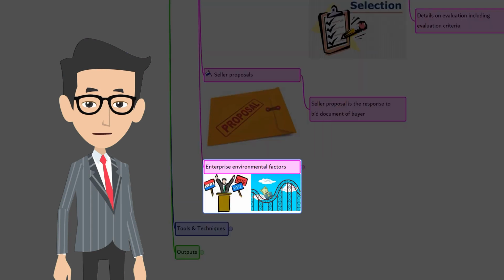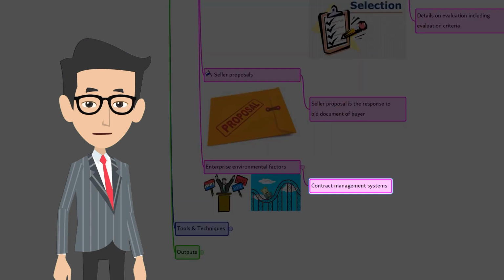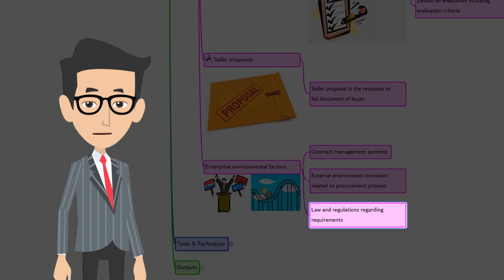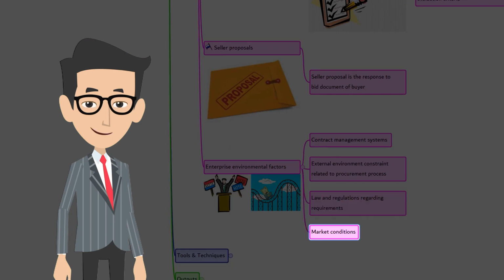The fifth input is enterprise environmental factors. Here, contract management system, external economic environment constraining procurement process, law and regulations regarding procurement. In case of international procurement, then the international law and regulations can be applicable. Market conditions describing what products, services, and results are available in the regional and global markets.